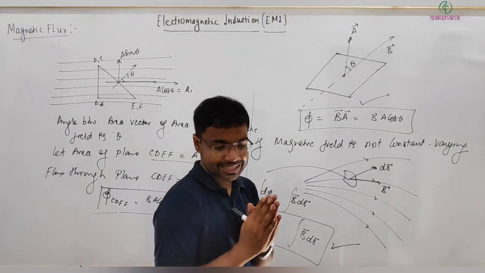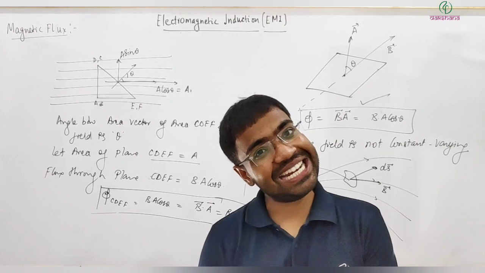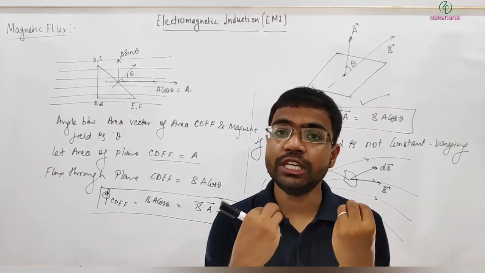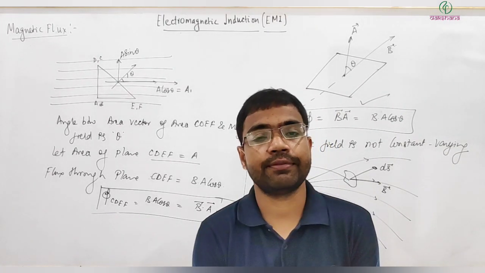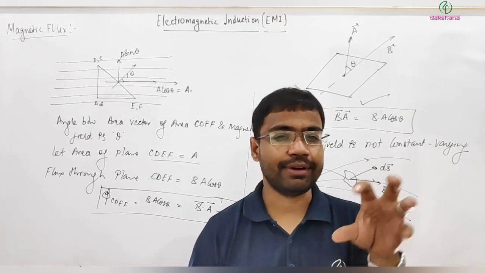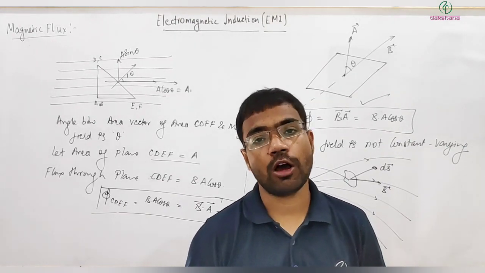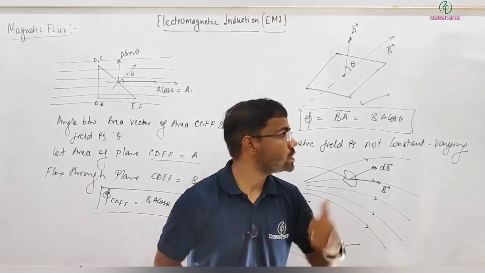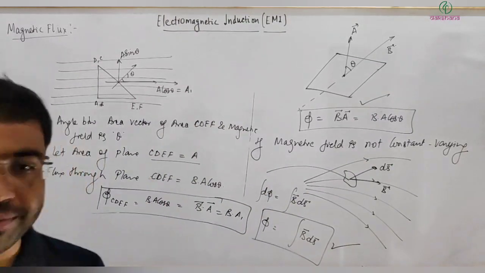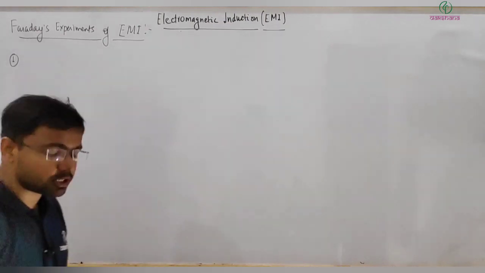Let's next see some experimental observations, the experiment that Faraday did, from where he observed some current or EMF in the circuit, and then he finally wrote a conclusion, and we study it as Faraday's law of electromagnetic induction. So let's just see the experiment first. Next was Faraday's experiment of EMI, or Faraday's observation.